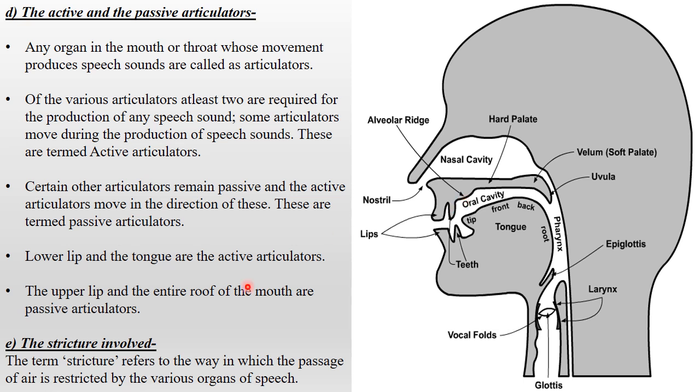And the next one is the stricture involved. The term stricture refers to the way in which the passage of air is restricted by various organs of speech. Now, when we describe consonants, the word stricture is going to repeatedly come up. Stricture means the way in which the air is restricted. So this is the passage of air. Here air can be passed either through the oral cavity or the nasal cavity, and if it is obstructed, that is called the stricture.